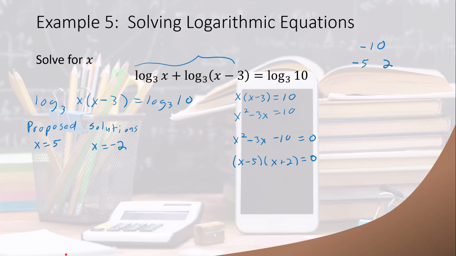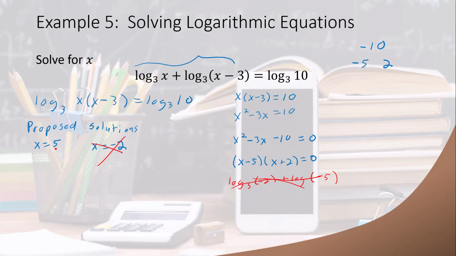Now let's take a look at the case when x is equal to negative 2. If I substituted negative 2 back in for x, what I'm going to have is the log base 3 of negative 2 plus the log base 3 of negative 2 minus 3, or negative 5. Okay, negative 2 and negative 5 are outside the domain of the logarithm, so these simply will not work, and negative 2 is not a valid solution.